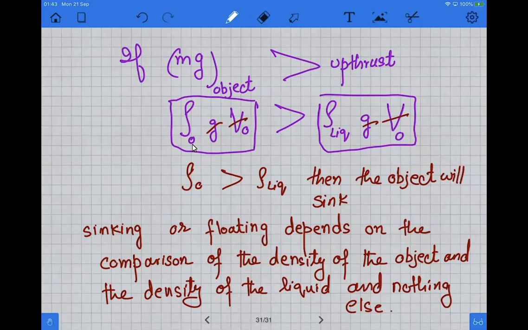If the density of the liquid is greater, then the object will float, and if the density of the object is greater, then it will sink. So this is the second class of the upthrust. In the third class, we'll discuss different factors on which upthrust depends and its variations with those factors.